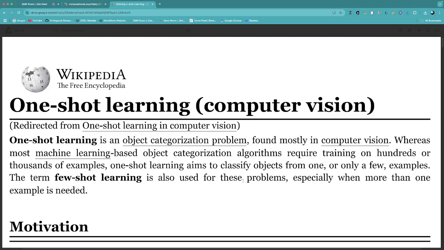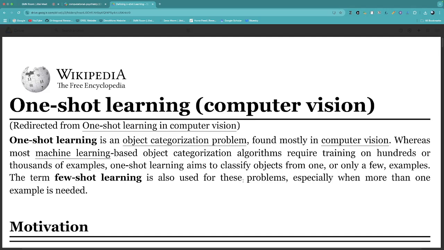One-shot learning aims to classify objects from one or only a few examples. So this is where you're not doing unsupervised learning. You're not doing raw generalization where you're just trying to find a new thing from no examples. You actually have one or maybe a few examples. You have a very sparse set of data to learn from, and then you have to learn correctly. And that's up to the model, that's up to the model's capabilities.